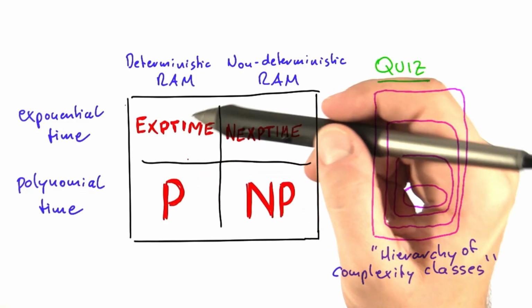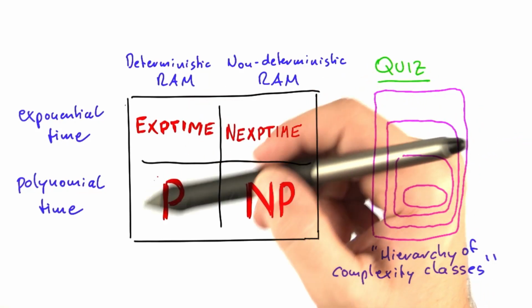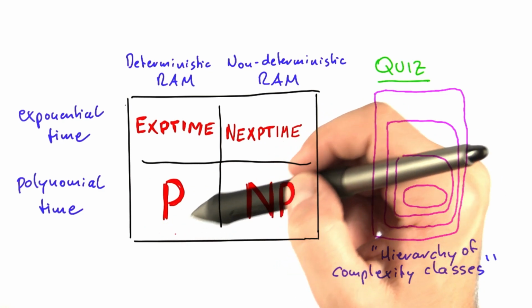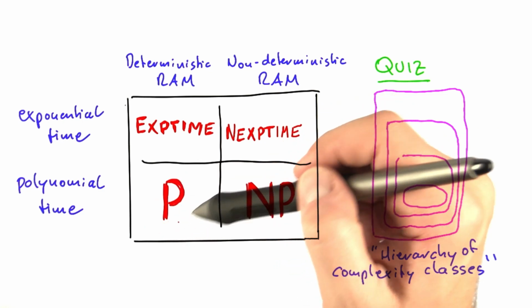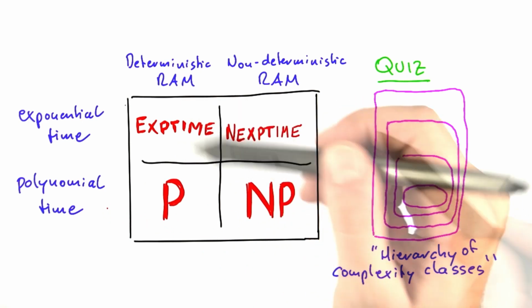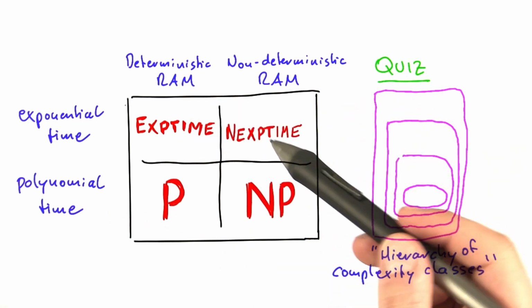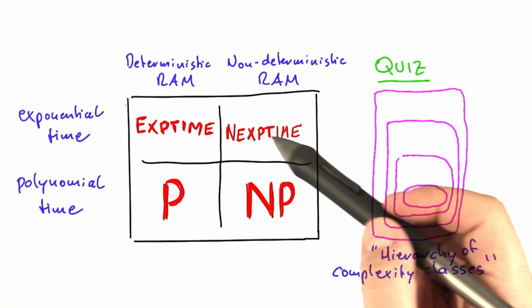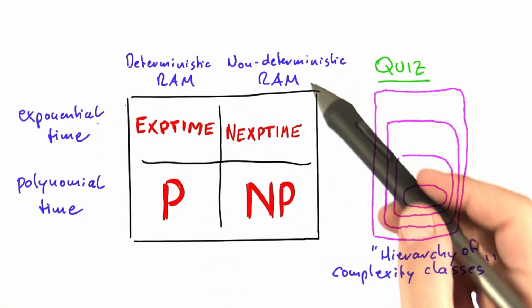So each complexity class here follows a number of conditions, or has a number of conditions that define it. So P is defined as being the class of all problems that can be solved in polynomial time on a deterministic RAM. And Nexptime, for example, is defined as the class of all problems that can be solved in exponential time on a non-deterministic RAM.